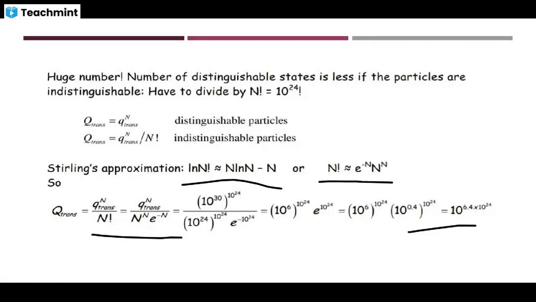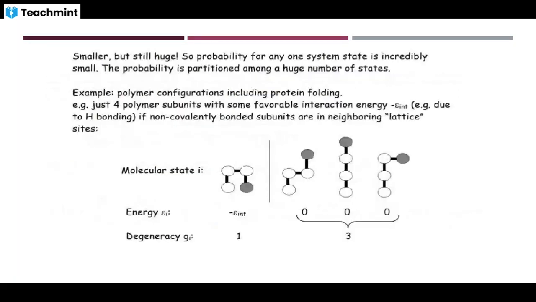Smaller, but still huge. So smaller than the distinguishable case but still huge. So the probability for any one system state is incredibly small. The probability is partitioned among a huge number of states.